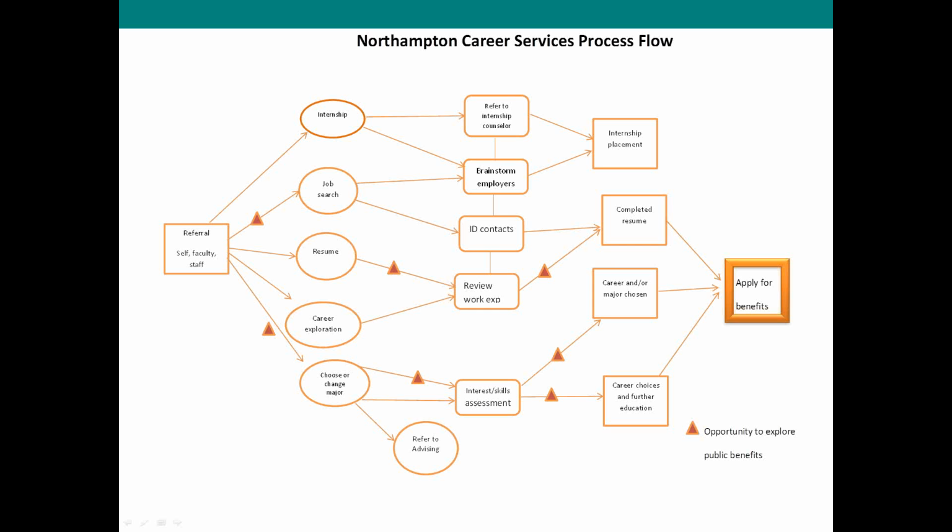So as we developed that, we made some suggestions along those points, which also maybe helped with the drop-off points. If you're talking to the student about how this is going to make a difference in their life, how it's going to help them stay in school, that's a natural reason for the student to consider applying for benefits. So again, in the career services flow, you can see where the places are.